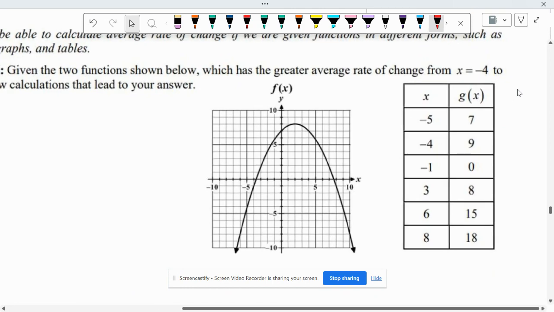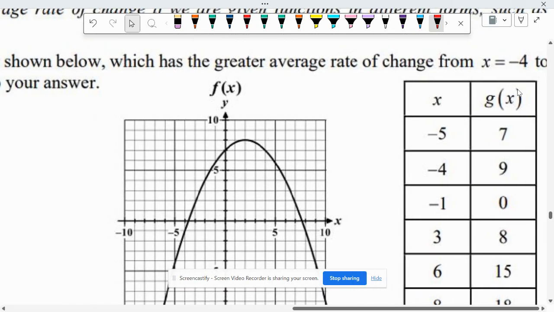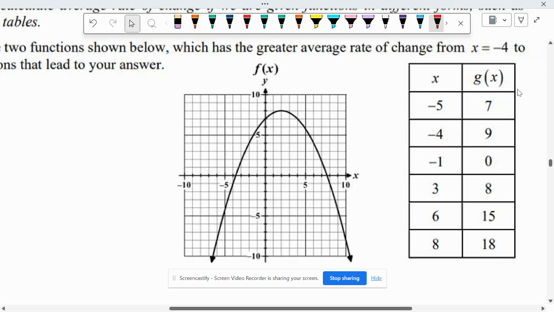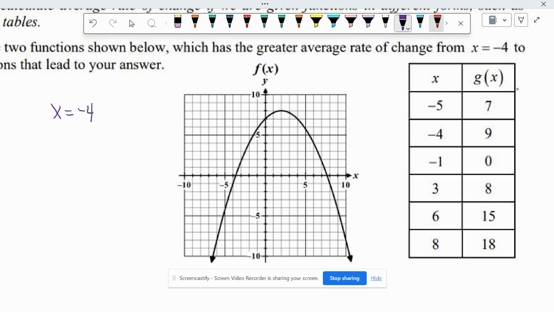So we're finding out which function has a greater average rate of change. We're looking at this graph and table and figuring out which one has the greater rate of change. And our interval is between -4 and +6. We're going to let x equal -4, and we're going to evaluate it when x is 6.